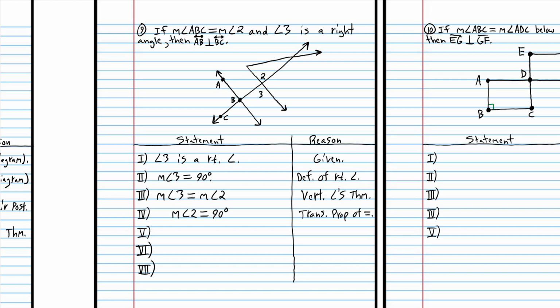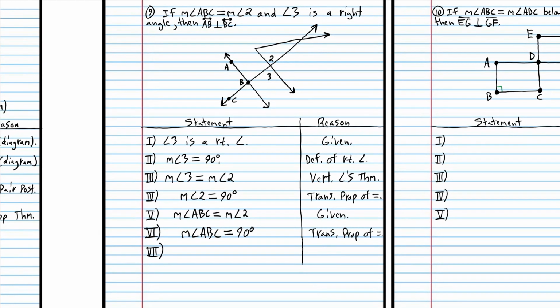Now we're told that the measure of angle ABC is equal to the measure of angle 2, and that's given information. You can read that up there. They told us that. So this number and this number are both equal to 2. So that means they must be equal to each other. So the measure of angle ABC must be equal to 90 degrees. And that's the transitive property of equality again.